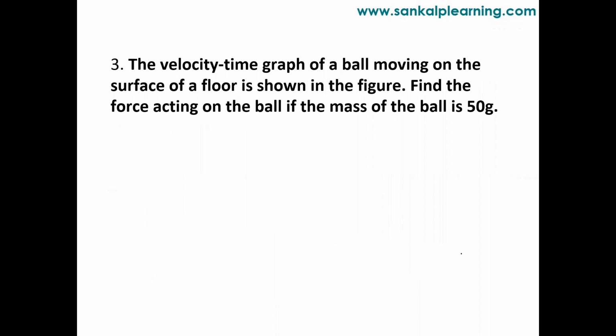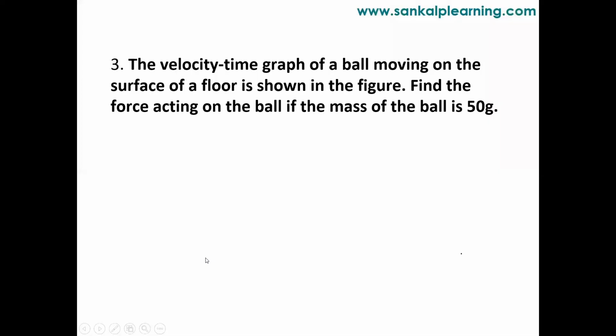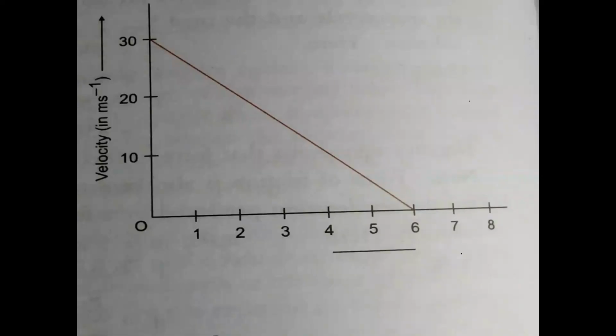The velocity time graph of a ball moving on the surface of a floor is shown in the figure. Find the force acting on the ball if the mass of the ball is 50 gram. Means here they have given the mass of the ball and they have given the graph. The velocity time graph is given here. So by this, what we need to do here? We need to calculate the force acting. So let us understand this.